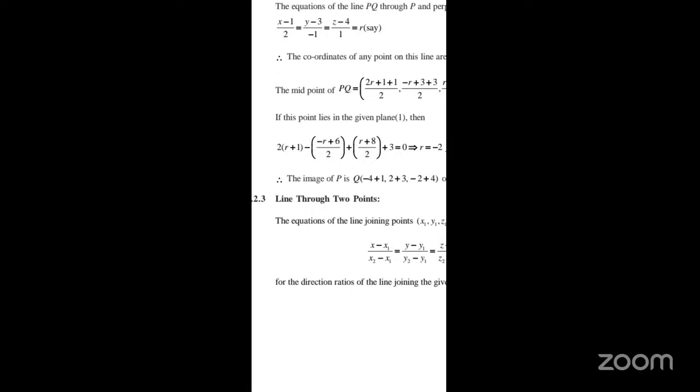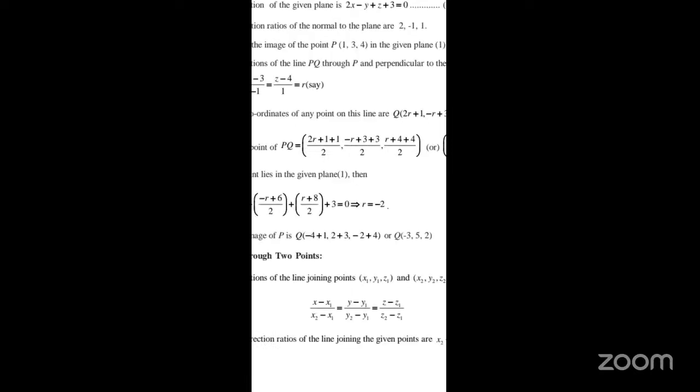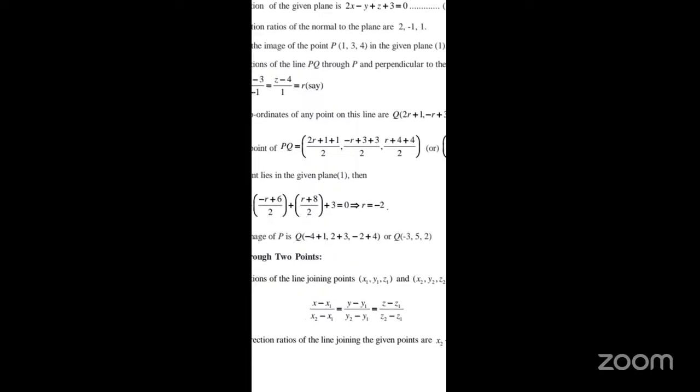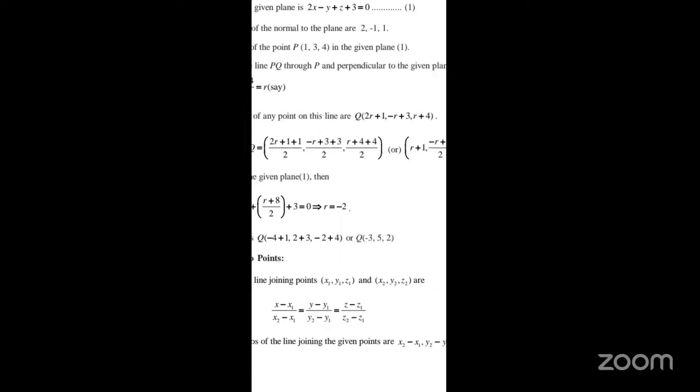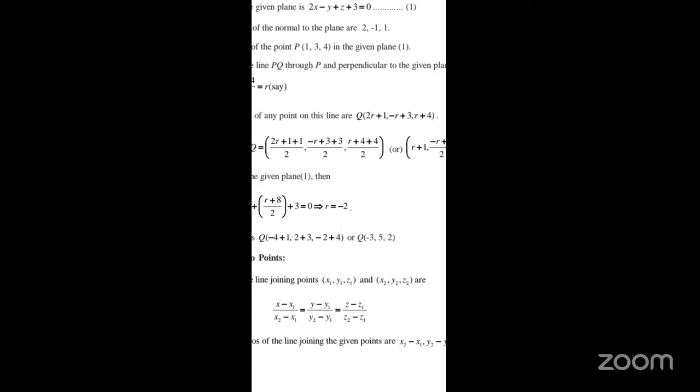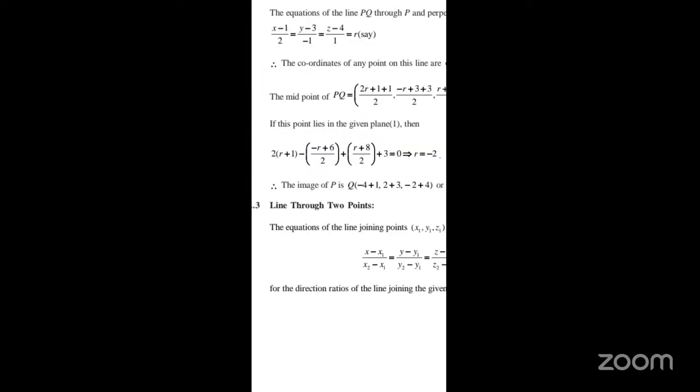Now this point is also substituted in the given plane, and we get the r value, which is minus 2. Substituting the r value in Q, we get the image of the point. So 2 into minus 2 means minus 4 plus 1, that is minus 3. Minus r plus 3 means minus of minus 2 plus 3, so 3 plus 2 is 5. And minus 2 plus 4 is 2. The image of the point is 3, 5, 2.